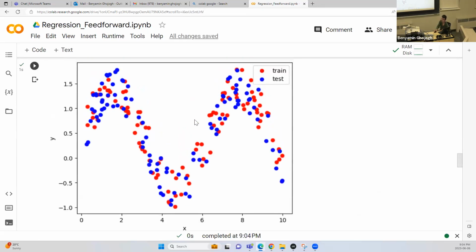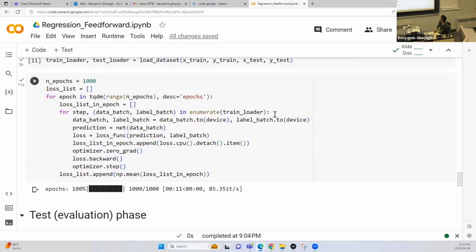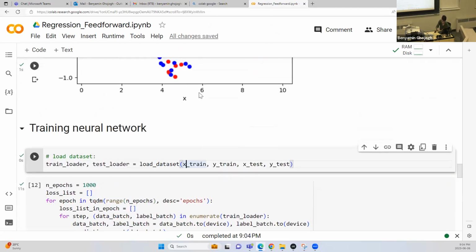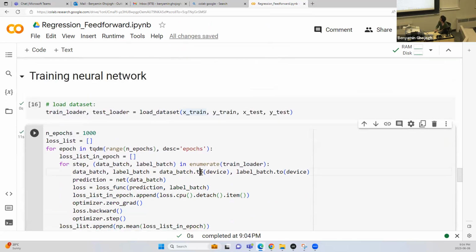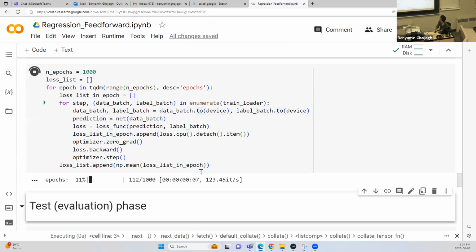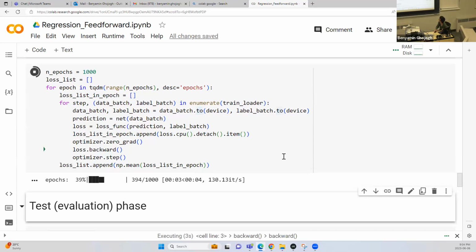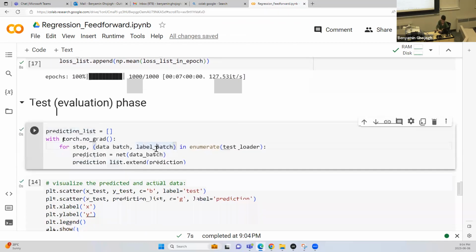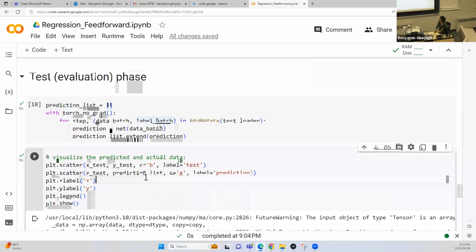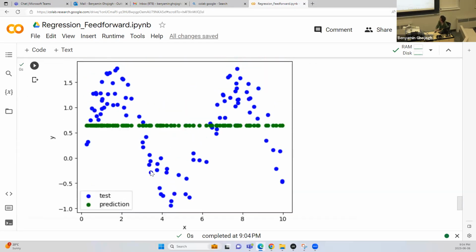This is my nonlinear dataset, similar to sine and cosine, with test and train. I need to run this again very fast. Train again. By the way, you can plot the loss, and especially for big datasets, you'll see the loss goes down gradually. Then the test loader, and then plot it.